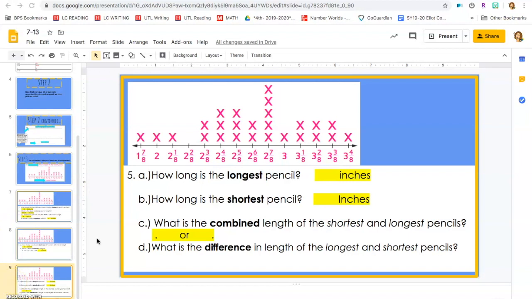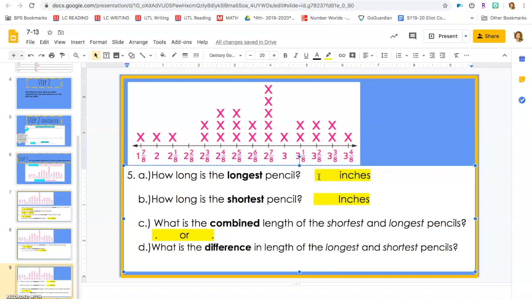How long is the longest pencil? Well, we know that our longest pencil is 3 4/8 of an inch long. How long is the shortest pencil? We know that that is 1 7/8.